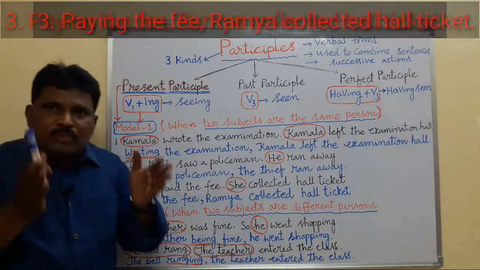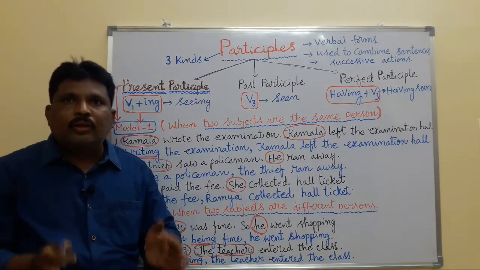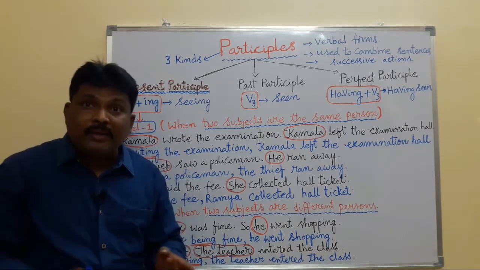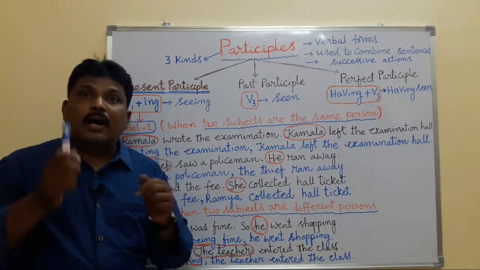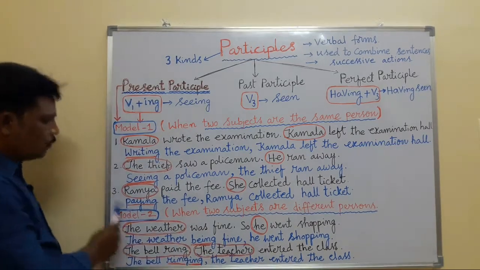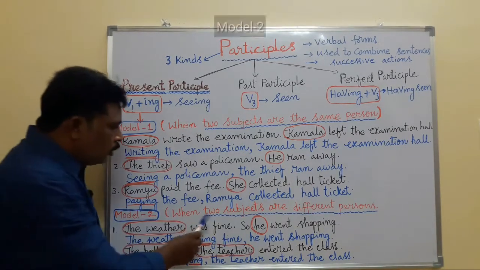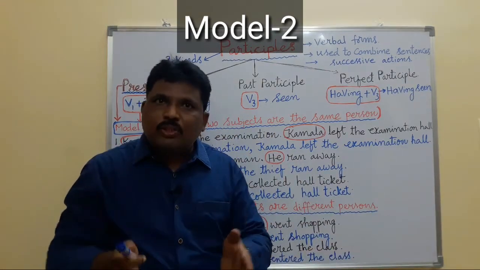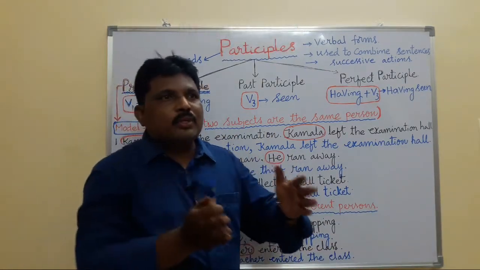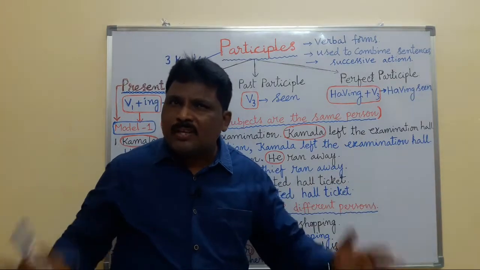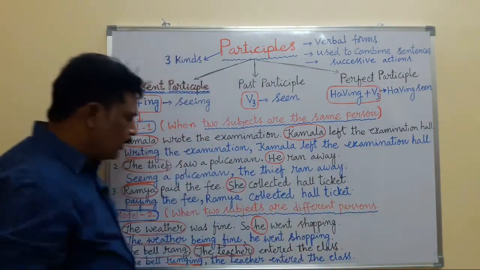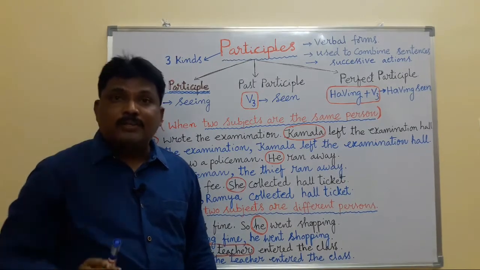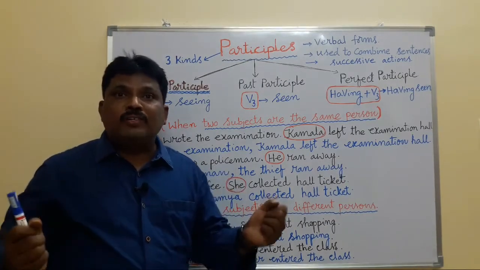So this is the first model or first method of combining two sentences using present participle when the two subjects are the same. Okay, look at the second model. In the second model, two subjects are different persons. One sentence has one subject, another sentence has another subject, which are not the same, which are two different ones. Look at the examples. How to write the two sentences which have two different subjects.